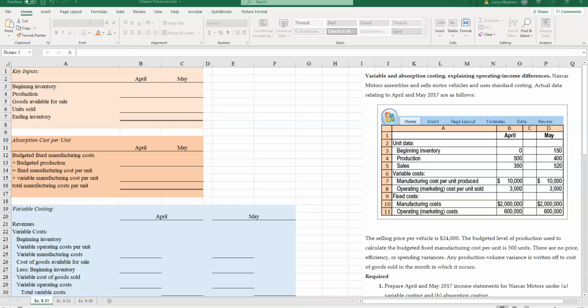In this session, we're going to be working out exercise 9-21, dealing with the difference between variable and absorption costing. So let's go ahead and get started here, and let's read the problem.